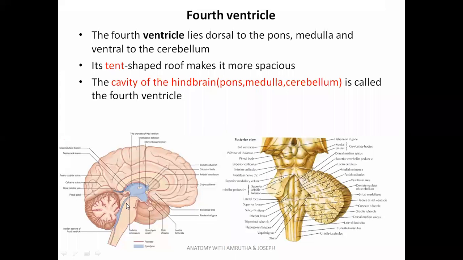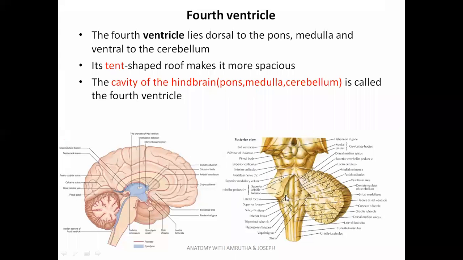So the fourth ventricle is this one, right? This is the fourth ventricle. It's a cavity that is seen between the pons, medulla, and the cerebellum. Here you can see this is a sagittal section. This is a view from the posterior aspect after the cerebellum is removed. So you can see the posterior aspect of the pons and the medulla oblongata.